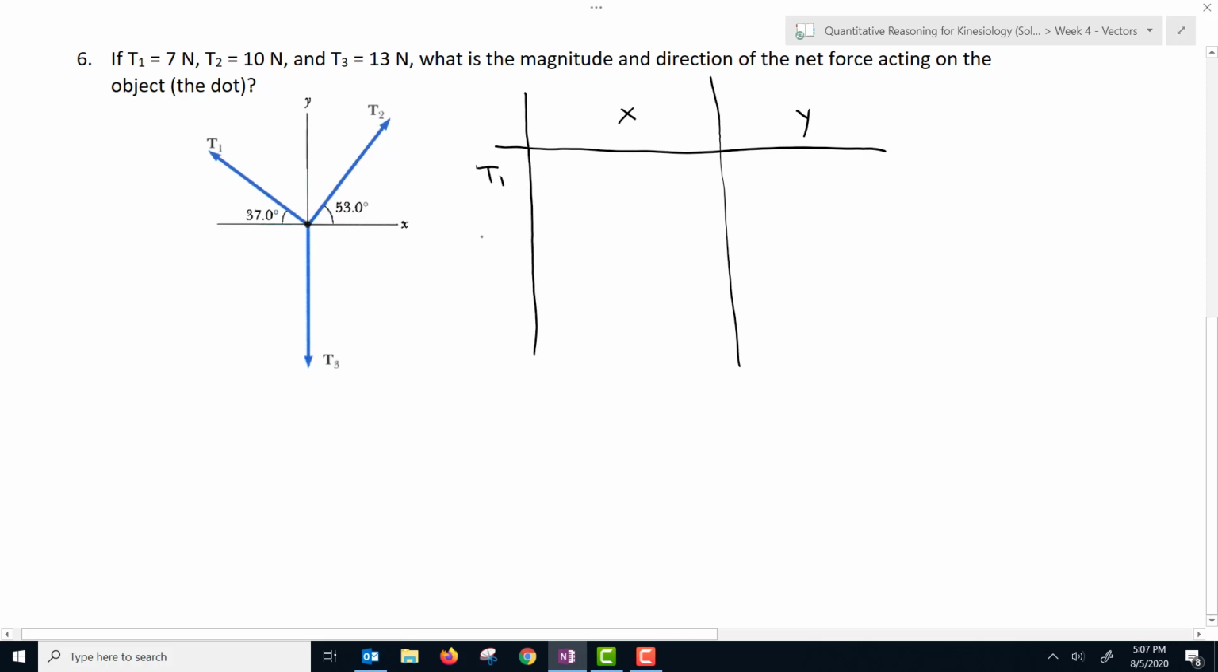T1, T2, and T3. And the question wants us to find the magnitude and direction of the net force. The net force meaning the total of all the forces, which means they want us to add them up again. So this would be T1 plus T2 plus T3. If you don't want to write all of that out, you can also write T net.